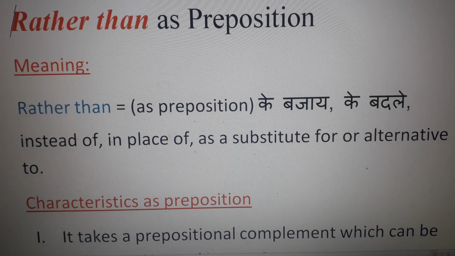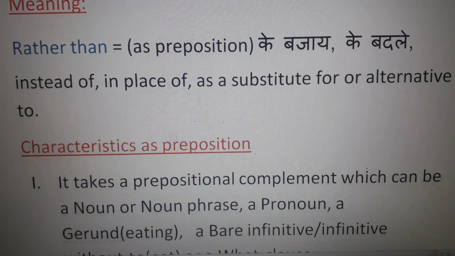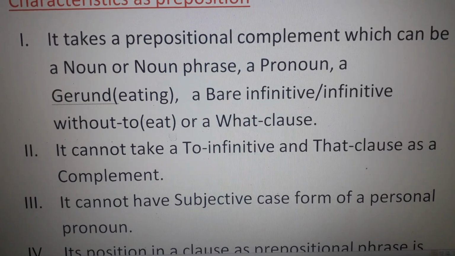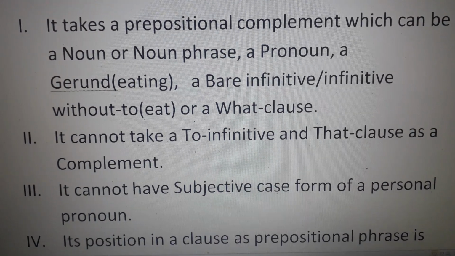Rather than means के बजाय, के बदले, instead of, in place of, as a substitute for, or as alternative to. As a preposition, rather than exhibits the usual characteristics of a preposition, that is, the characteristics shown by a normal or regular preposition like at, about, on.